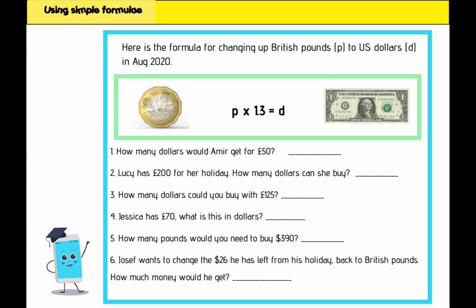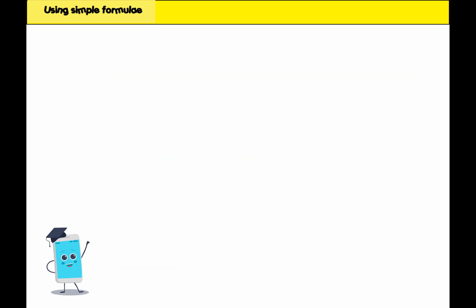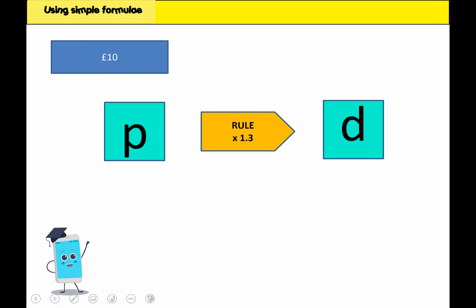And you can see that we have a formula. We have P multiplied by 1.3 equals D. And actually, remember, we don't need that multiplication sign. So let's have a look how to convert pounds to dollars and dollars back to pound using the formula that we've got. So if I had £10, I'm going to imagine that P stands for pounds and D stands for dollars. I've got my rule, I'm multiplying by 1.3.